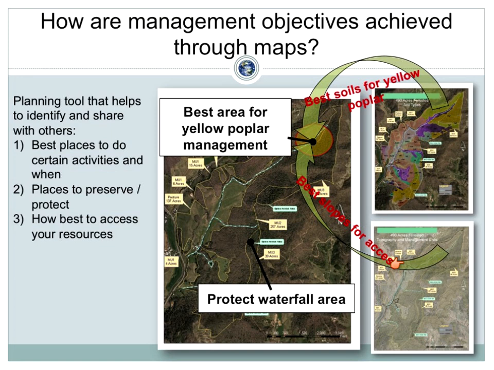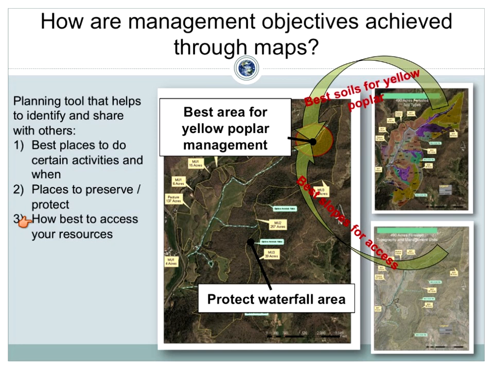However, if I want to try to get equipment up there, I may have to look at another map to include in my planning. I know it's really hard to see, but this is a topographic map, and it shows the slopes and the steepness of all the areas on that property. And this area up here also happens to be a less steep area. So between those two, that allows me to pick the best place for yellow poplar management. It could also allow me to preserve areas, let everybody know where waterfalls are on that property or special sites, and then also be able to develop road systems and show all the access systems, existing and planned access routes, throughout the property.